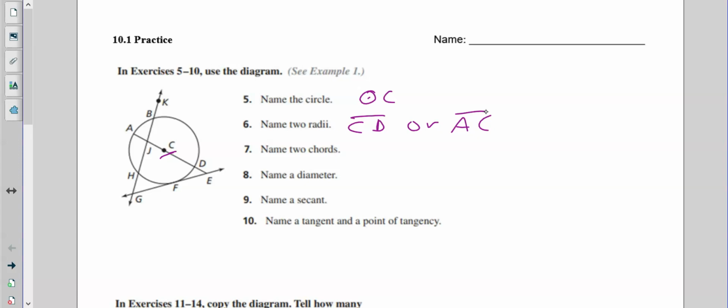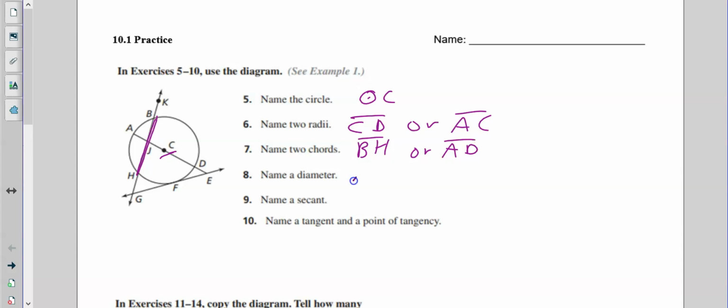Name two chords. So one chord would be right here, BH. And as I said in class, technically, the diameter is a chord. Okay, just like a square is a rectangle, but we use a more specific term usually. A diameter is a chord, but usually we'll just refer to it as a diameter.